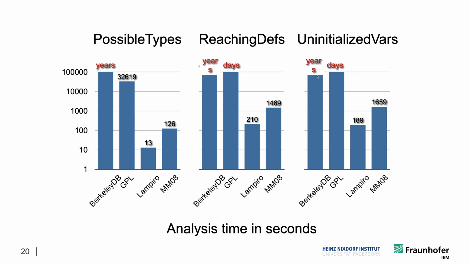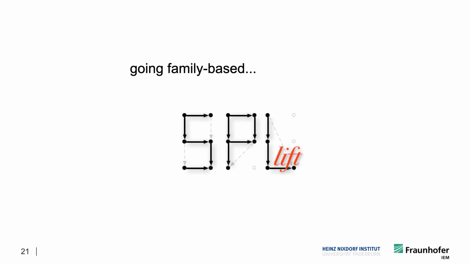So clearly, such a product-based analysis approach is not really viable for real-world software product lines. And the whole point of this approach, SPL-Lift, that we developed, is to go away from this and make this faster through a so-called family-based approach. So the general idea here is that we do not want to conduct the analysis product by product, but instead we want to analyze the entire product family, so the entire product line, in one shot by looking at a single representation of the entire product line at once. And that's what I'm going to explain to you in the next video.